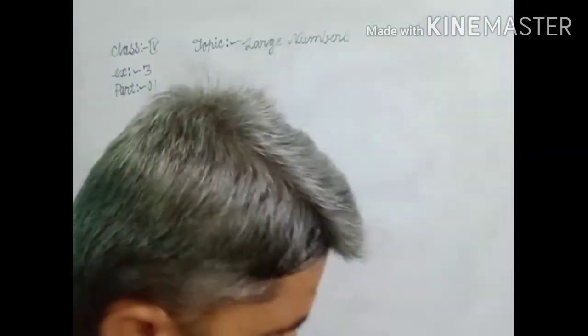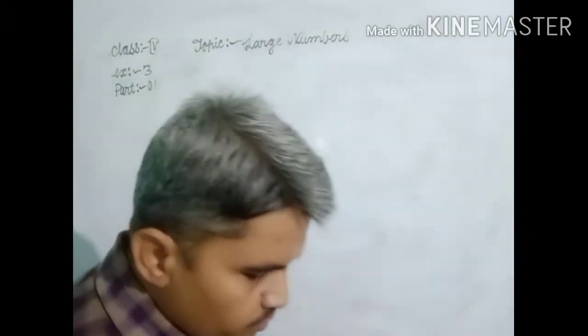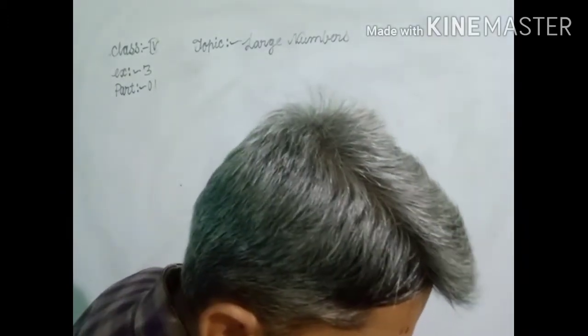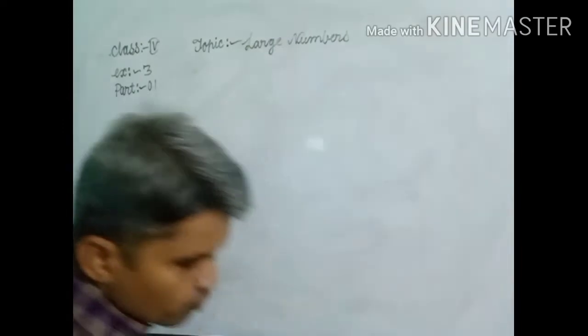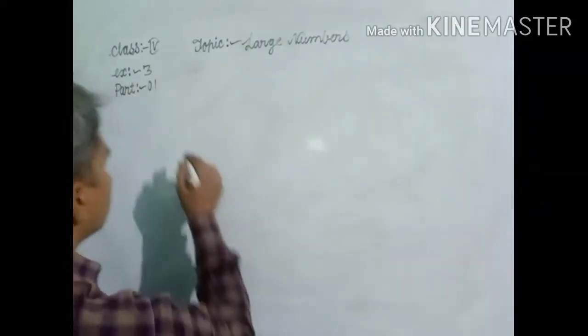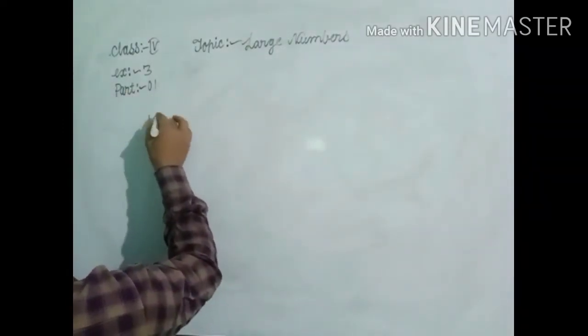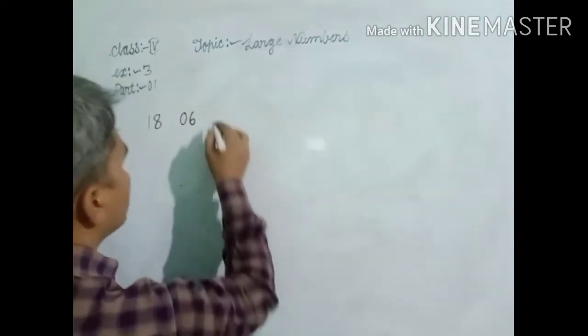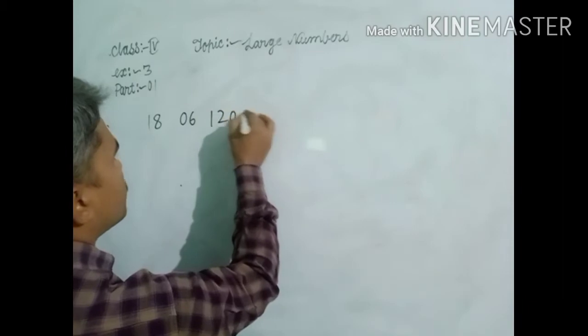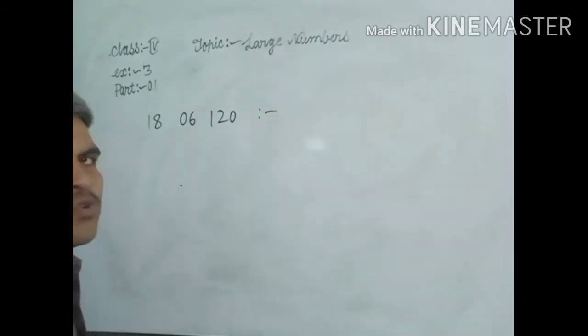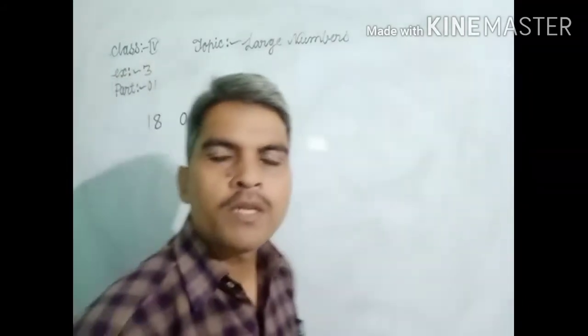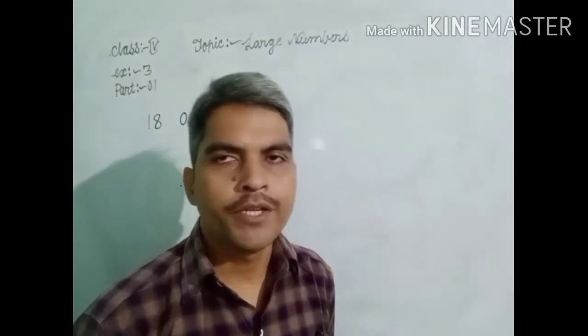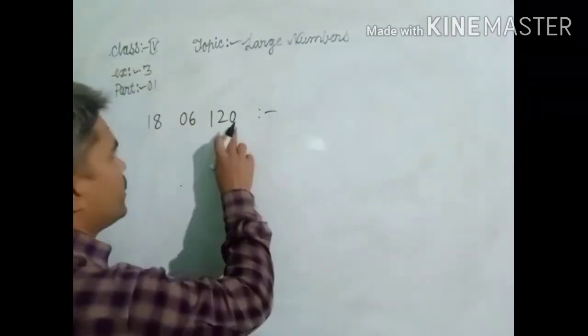Here, students, in the first question, read the following numbers whose digits are given in blocks. So dear students, suppose 1806 and 120. Write in word forms. All students know this number is presented in the Indian system.